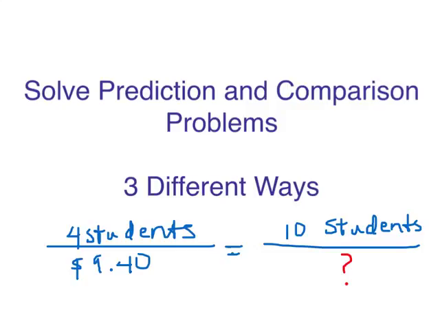When we are predicting and comparing ratios and finding their equivalents, there are numerous ways to solve it. In this example, we are using the ratio of 4 students that spent $9.40 on lunch, and we're trying to figure out what that same ratio would be for 10 students. You will see 3 different ways to solve the same problem.